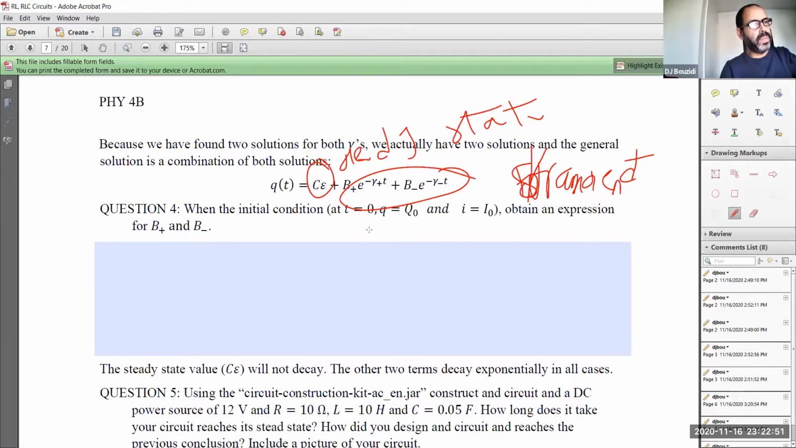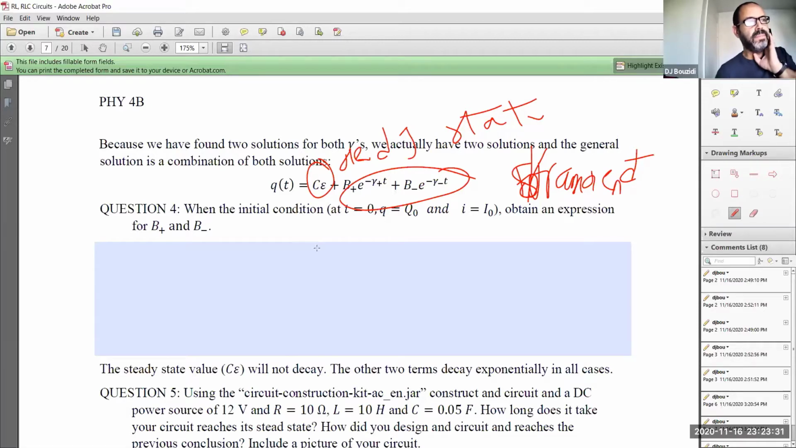Okay, again, you're supposed to take this expression and put t equal to 0, which will give you C epsilon plus B plus plus B minus is equal to Q naught. So that's equation 1. Equation 2, take the derivative of this expression where you drop a minus gamma plus in here times B plus, and you drop a minus gamma minus times B minus, and you're going to equate this one also to I naught initially, and you solve two algebraic equations for B plus and B minus, knowing Q naught and I naught.